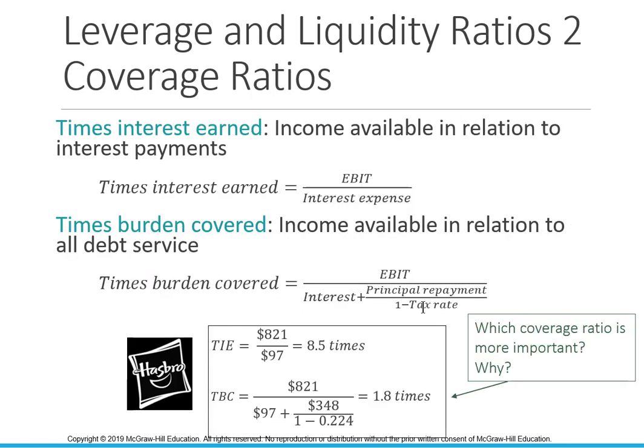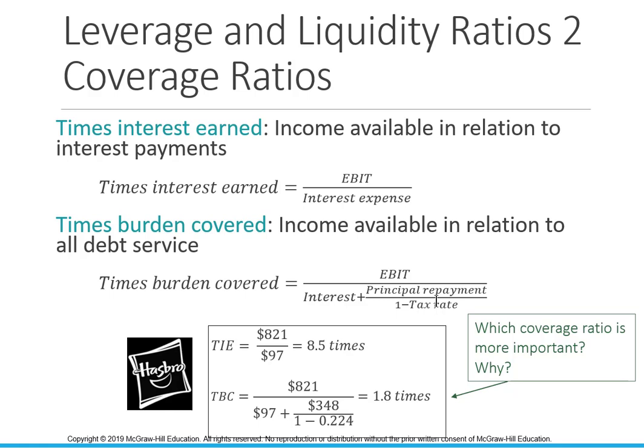The second question that we talked about is, can I handle that amount of debt? And there are two ratios that help us with that. One's called the TIE ratio, or times interest earned: EBIT, which is operating profit, divided by interest expense. Now, the other ratio takes care of one of the weaknesses of TIE. That is, it includes principal repayment.